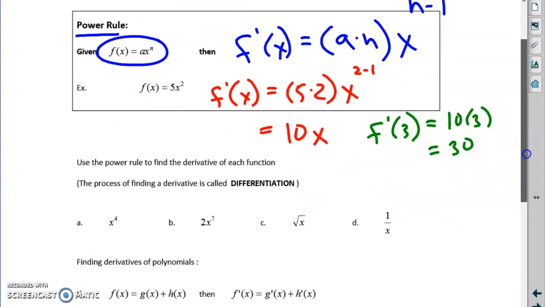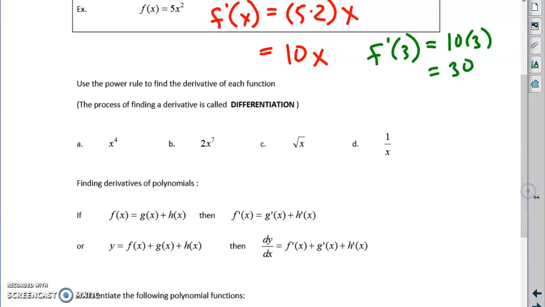All right, so now we're going to use just the power rule. Okay, we're not going to use the limit definition of derivative. So what's the derivative of x to the fourth? 4x to the third. What's the derivative of 2x to the 7th? 14x to the 6th. What's the derivative of radical x, or 1 over x?